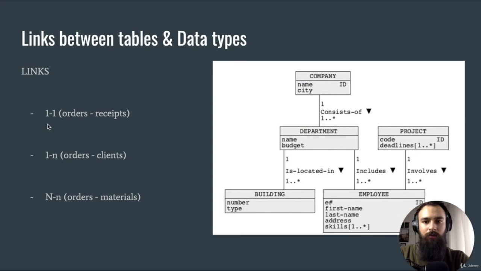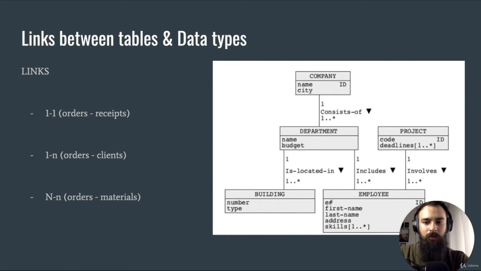The one-to-one link can be found between two tables, such as orders and receipts. You know that for an order we can only have one receipt, and a receipt can only be assigned to one order. So between the tables orders and receipts, we will have a one-to-one link. The one-to-many link is the most common one and can be found between any tables in this schema, between companies and department, as we said earlier, where a company consists of many departments.